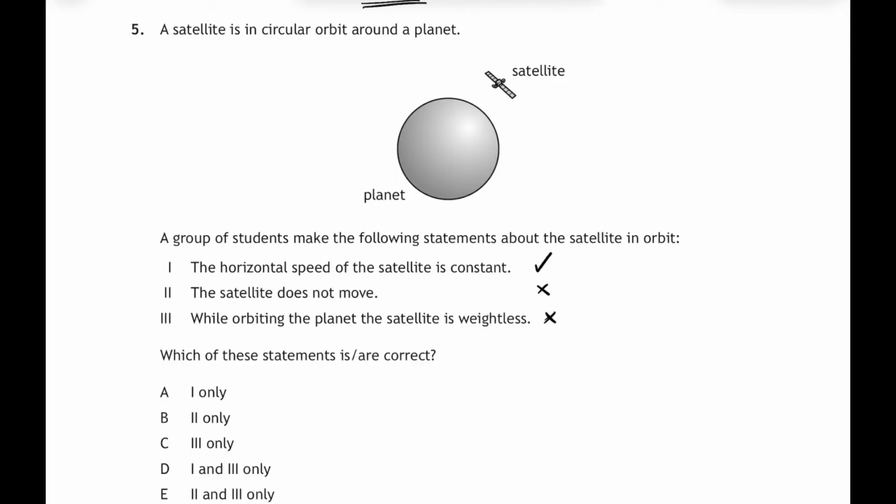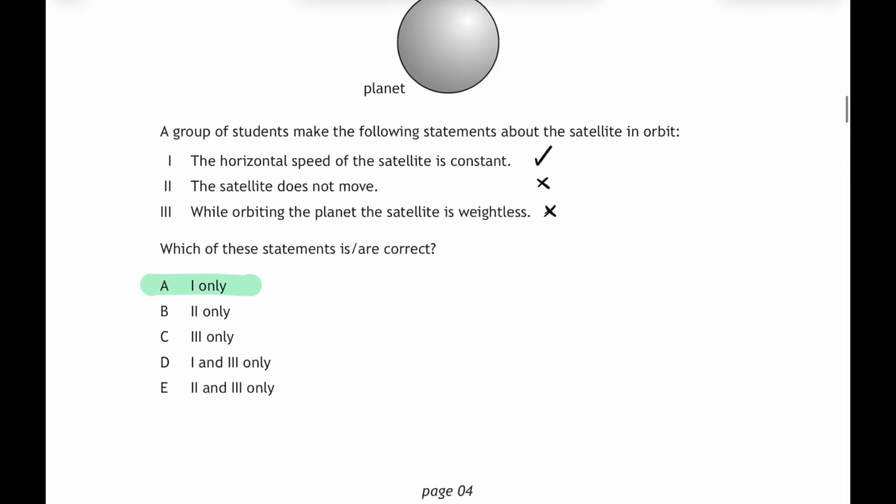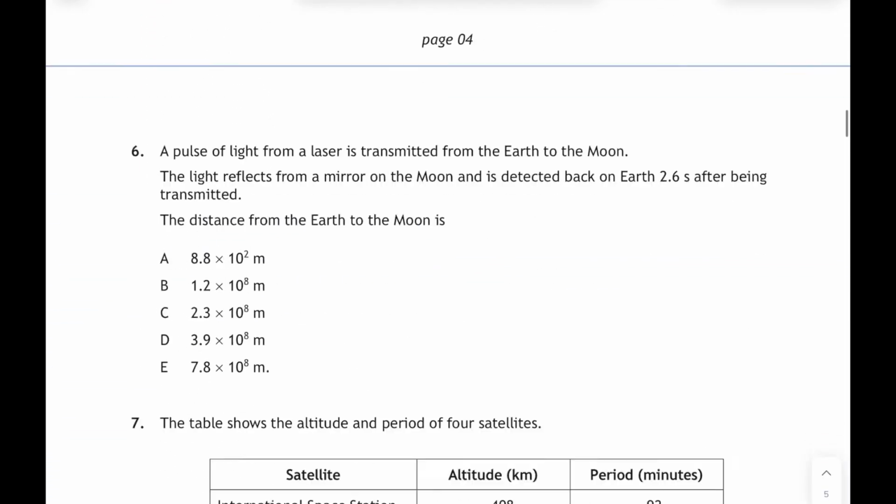So therefore the answer must be one only. That's 5A. That's really tough. Didn't think we did general relativity at National 5. Anyway, let's move on. Question 6.